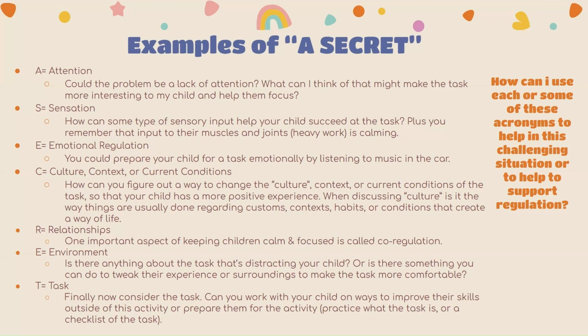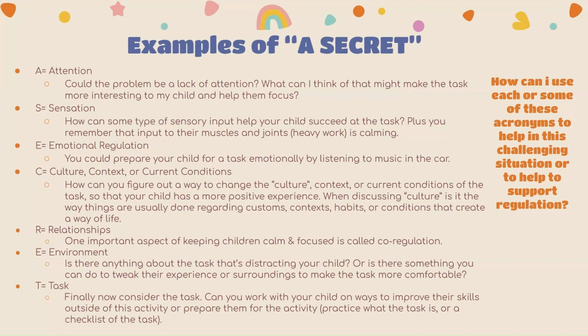For relationships, one important aspect of keeping children calm and focused is called co-regulation, which is being able to lend your child your own state of regulation. Think of it like this. Let's say you're on your way to your child's sports game or school recital and are stressing out over how it will go. Chances are your child will pick up on your anxiety and will start stressing out also. Instead, if you use uplifting words, your child will hear and respond to your feelings.